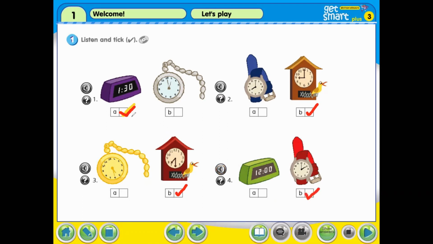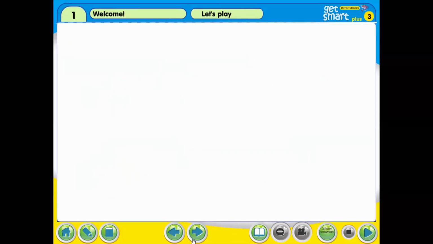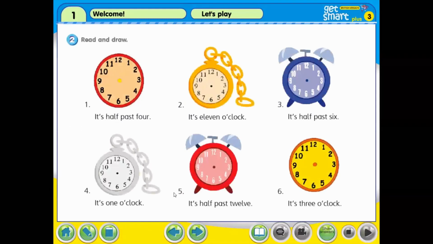Okay, it's 2 o'clock. So we have 1:30, 9 o'clock, 7:30, and 2 o'clock. So boys and girls, you managed to get all the answers correct. Let's proceed with our next exercise. In this part, we need to draw.